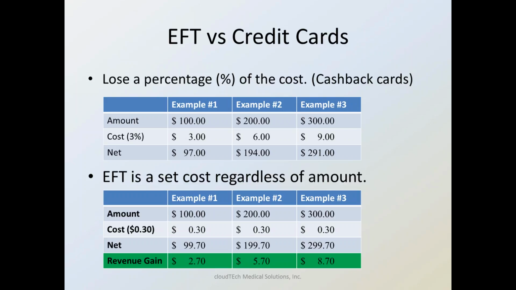So if we look at our $200 transaction, again, you're charging the patient $200 in January, but the cost that's going to be absorbed for that transaction by the merchant services account is 30 cents. That means the net revenue to the practice now is $199.70. That's a difference of $5.70 per patient visit that's actually visited.